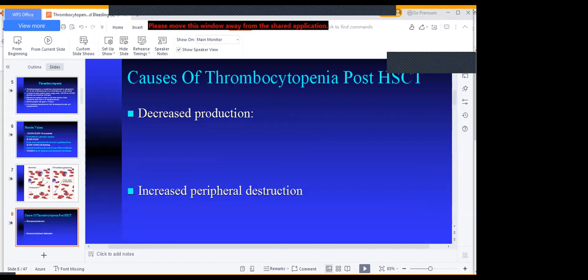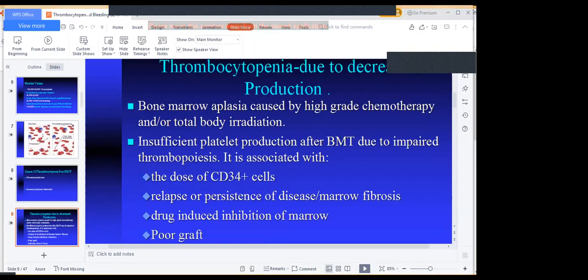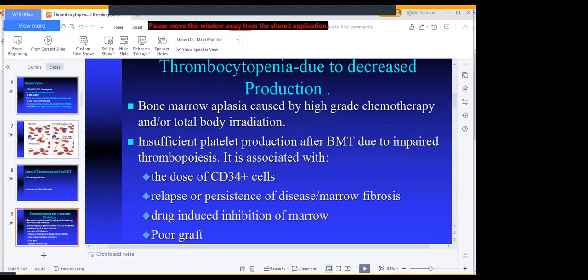Causes of thrombocytopenia in post HSCT are decreased production and increased peripheral destruction. We have divided into two conditions. Thrombocytopenia due to decreased production: bone marrow aplasia caused by high-grade chemotherapy and total body irradiation. Insufficient platelet production after BMT due to impaired thrombopoiesis, which is associated with the dose of CD34 cells. Relapse or persistence of the disease, bone marrow fibrosis, drug-induced inhibition of marrow, and poor graft.